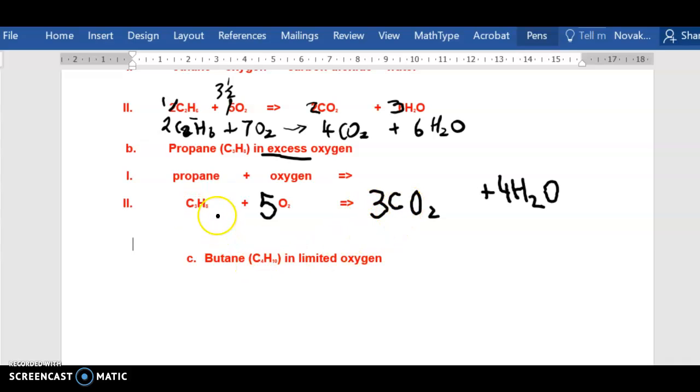3 carbons, 8 hydrogens. 4 times 2 is 8 hydrogens. 5 times 2 is 10 oxygens. 3 times 2 is 6, plus 4 times 1 is 4. 4 plus 6 is 10.